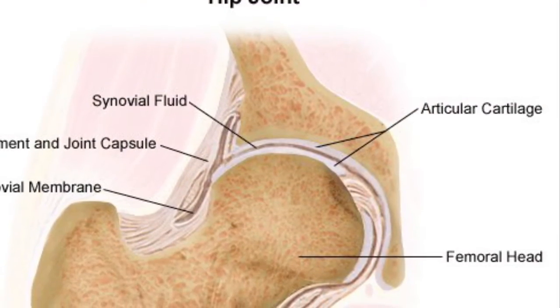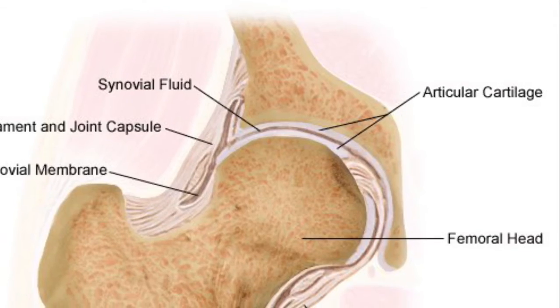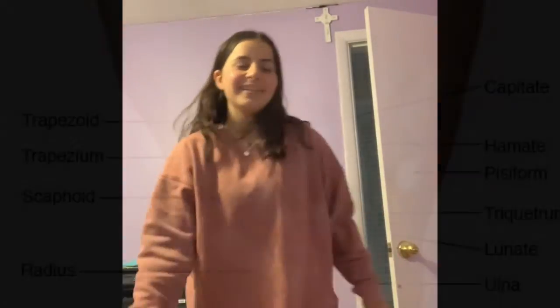Diarthrotic joints are joints that are freely movable. Examples of this are the joints in the elbows and knees. Gliding joints allow the bones to glide past each other in any direction along the plane. Examples include carpal and tarsal bones.